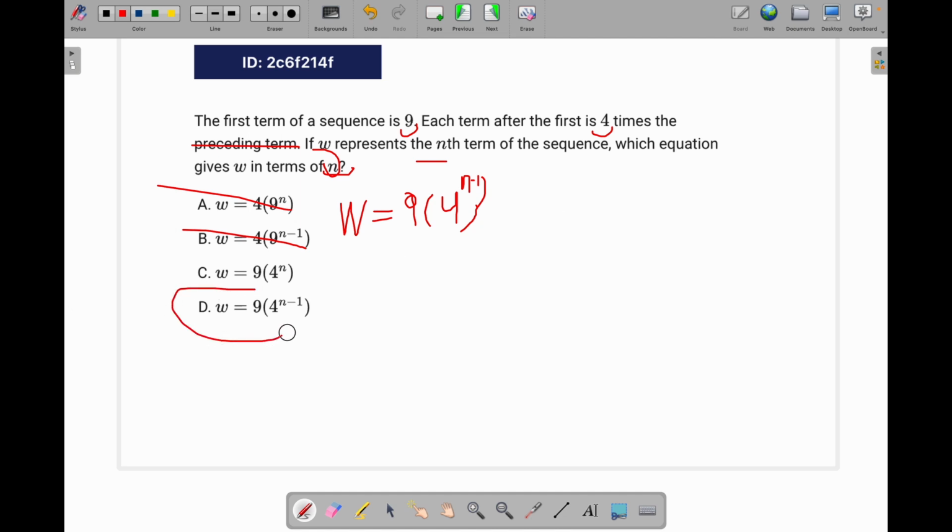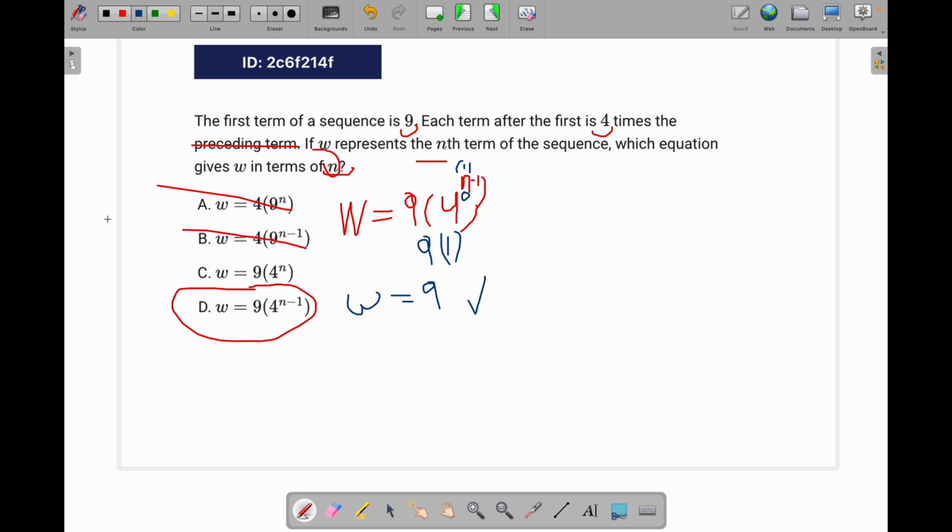And if you're confused about this, you can check it. The first term is 9, meaning you're going to plug in n as 1. When you plug in n as 1, you have 1 minus 1, meaning this is going to be 4 to the 0, which is the same as 4 to the 1 times 9, and that will check out for the first term. So you can do checks like that. But that is going to be our answer.